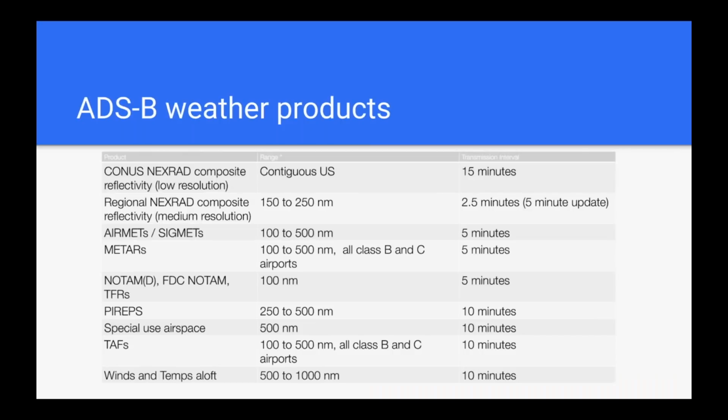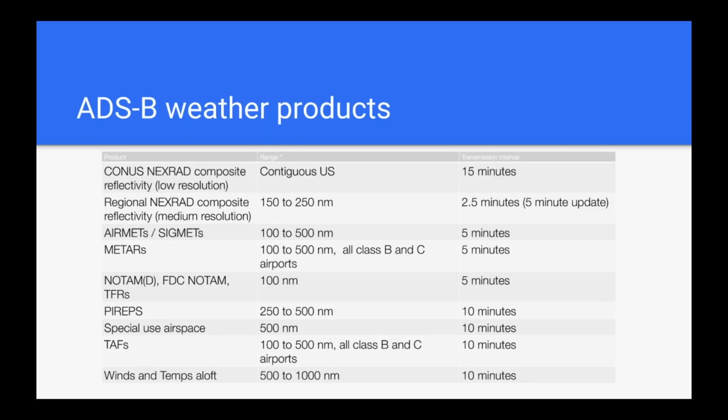So what do you receive with ADS-B? Well, I would say all of the essential things, certainly not a full menu as we'll cover here in a second, but all of the essentials. Radar, number one there. AIRMETs, SIGMETs, METARs, TAFs, PIREPs, winds and temps aloft. So all the things you really need to make those weather decisions.